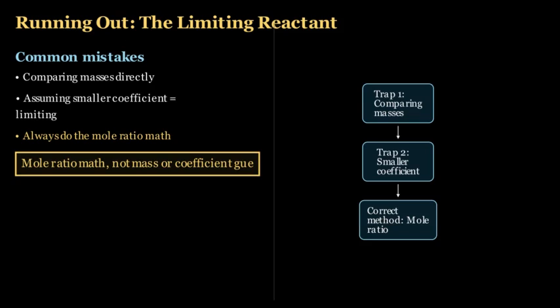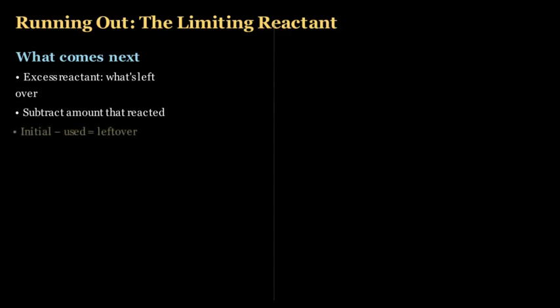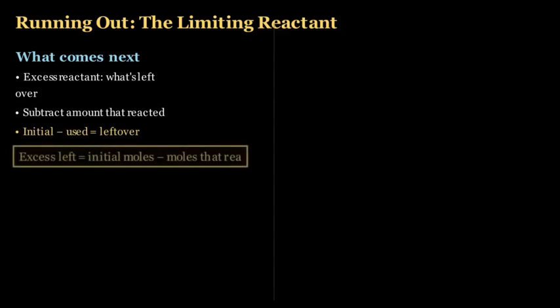Once you've found the limiting reactant, the next natural question is, what about the other guy? The excess reactant. You can calculate exactly how much of it is left over by figuring out how much actually reacted with the limiting reactant, then subtracting that from what you started with. It's like counting how many hot dog buns are still in the bag after the franks run out.